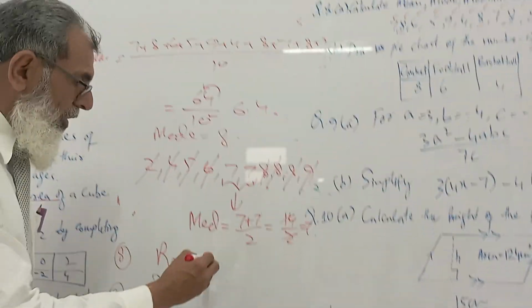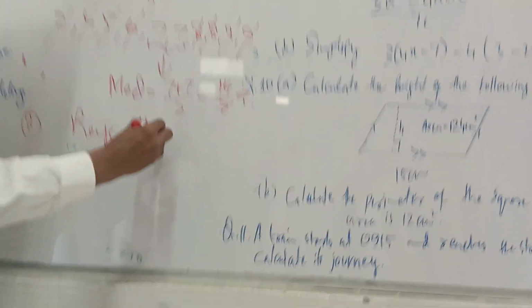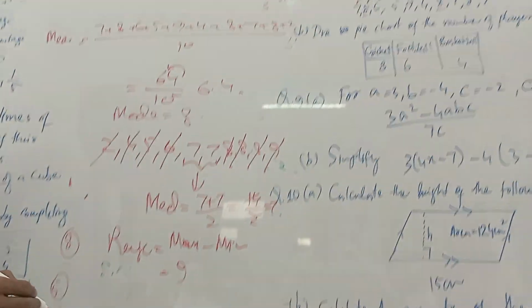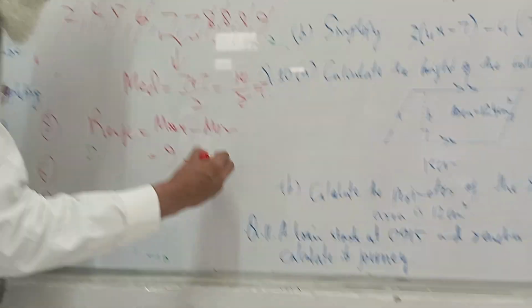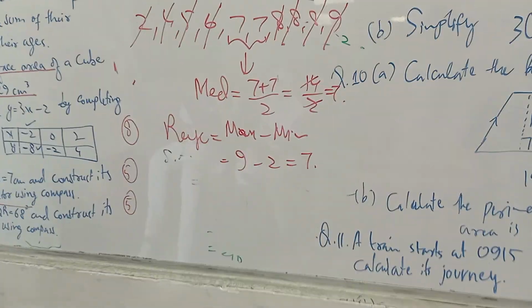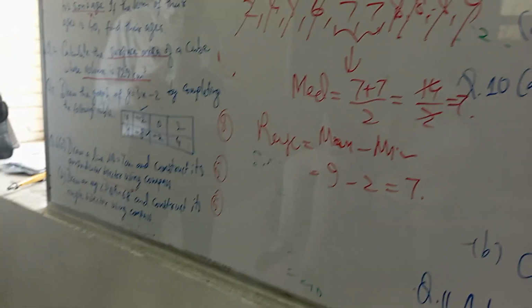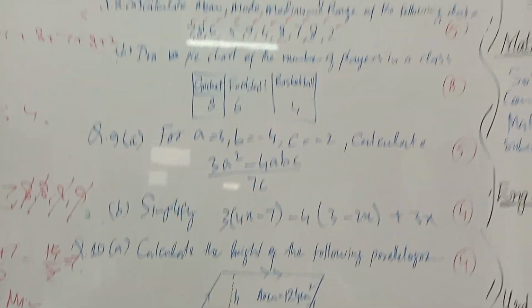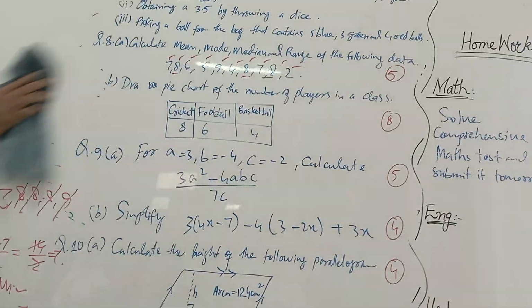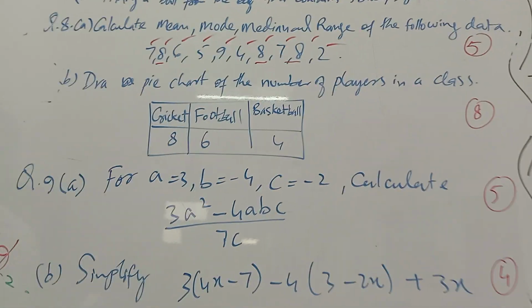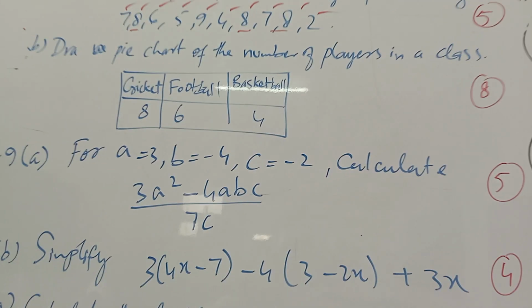Now, range is maximum minus minimum. What is the maximum number? 9. What is the minimum number? 2. 9 minus 2 is equal to 7. So 7 is the range. Clear now? Clear till here? Now come to the next one. The next question says, draw a pie chart on the data.